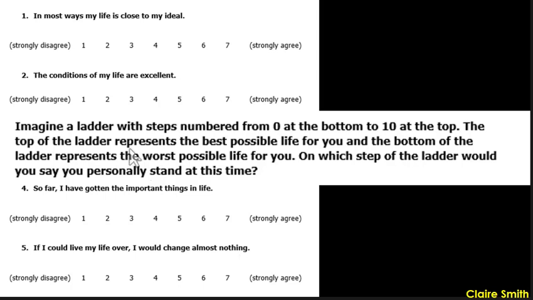Obviously, there's more than one way, so we could also ask a question like this. Imagine a ladder with steps numbered from 0 at the bottom, 10 at the top. The top of the ladder represents the best possible life for you, and the bottom represents the worst possible life for you. Which step of the ladder would you say you personally stand at this time? This is asking the same thing, right? Subjective well-being, how happy are you, life satisfaction, how you're feeling in general about life, but just a different way to operationalize it. They're both getting at the same question, but they're both doing it in a different way.